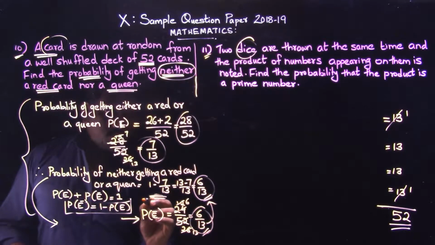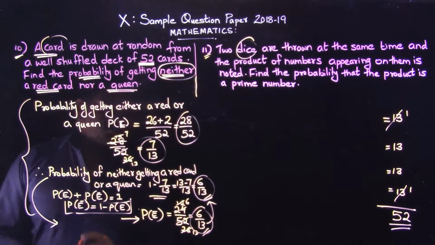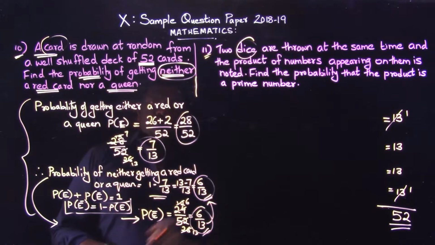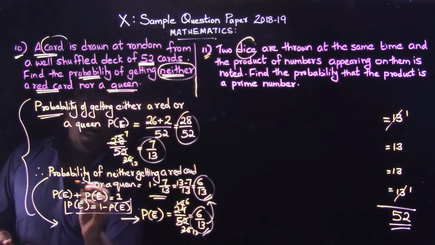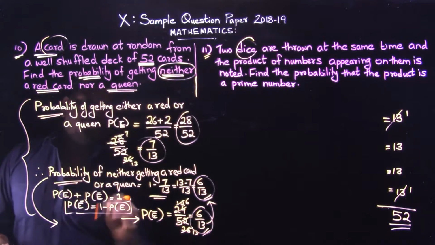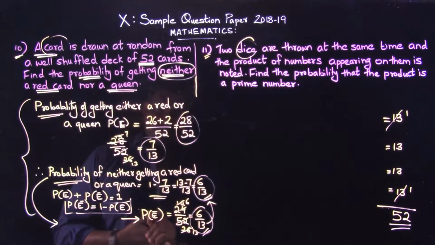So you can do this directly, or else first calculate the probability of getting it, then find the probability of not getting those. Fine, I think it's clear now with these cards. Okay, move on to the next one, the 11th question.